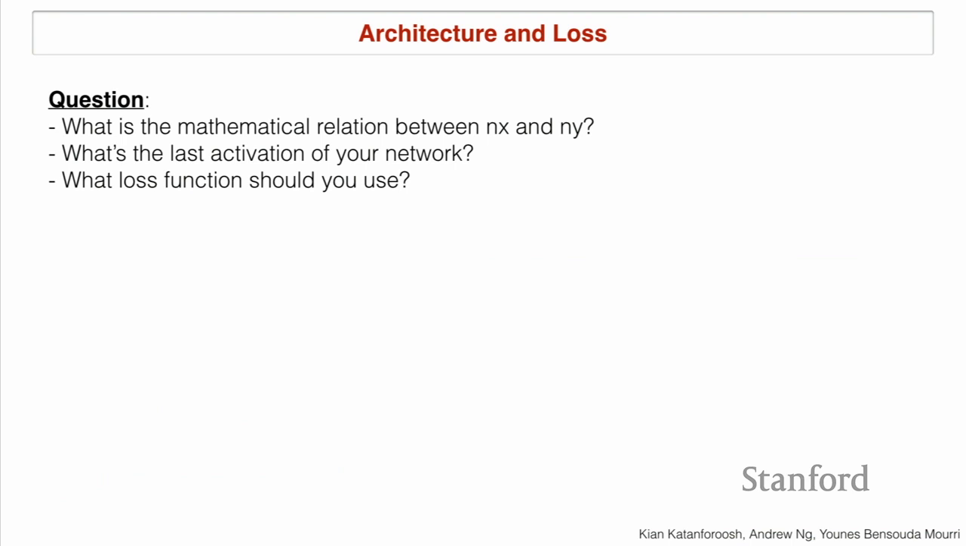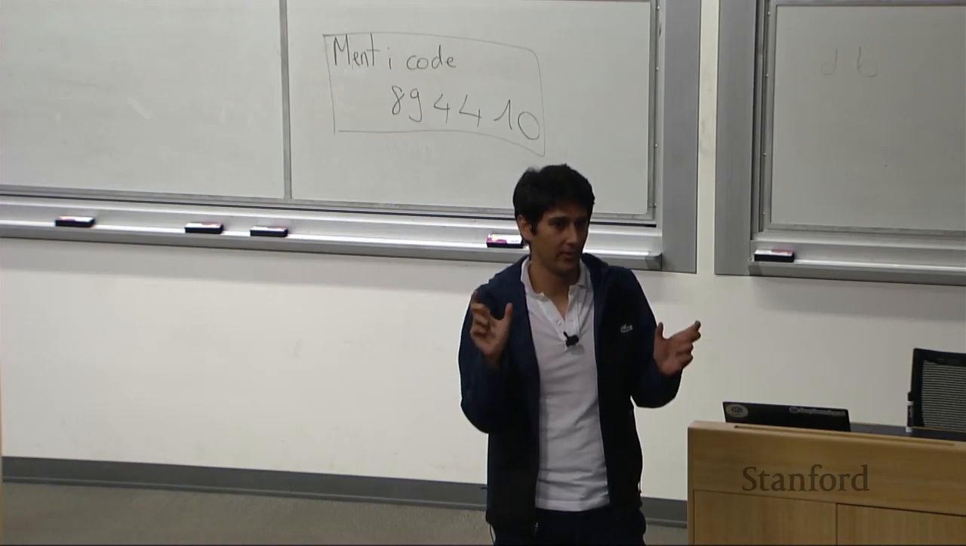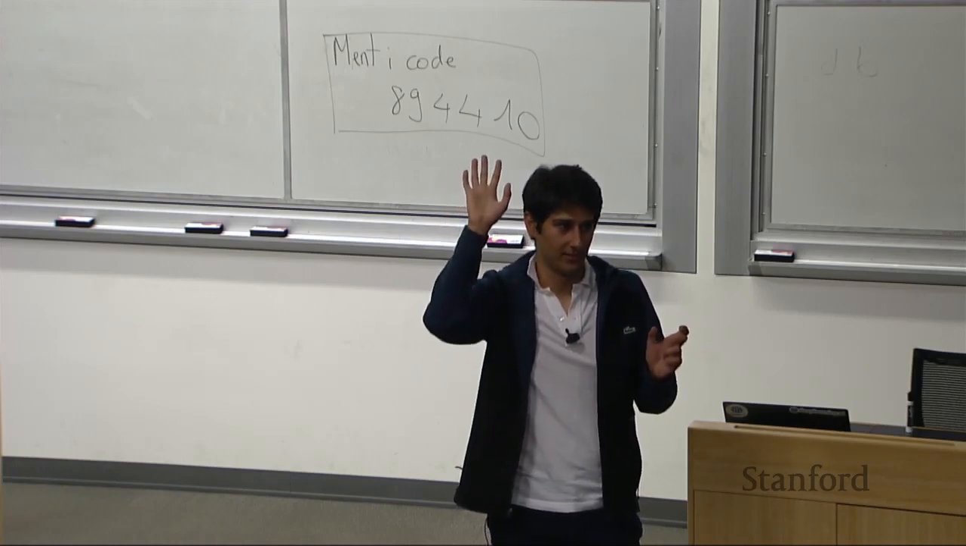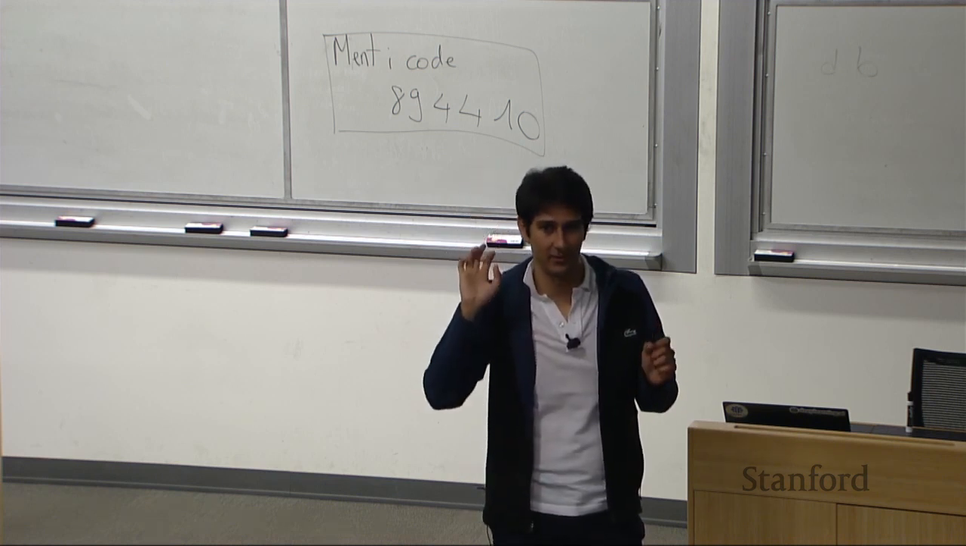Small question, we can do it quickly. What is the mathematical relation between nx and ny? So remember, we have an RGB image, and we can flatten it into a vector of size nx, and the output is a mask of size ny. What's the relationship between nx and ny? Someone wants to go for it? They're equal. They're equal? Who thinks they're equal? Who thinks they're not equal, and why?